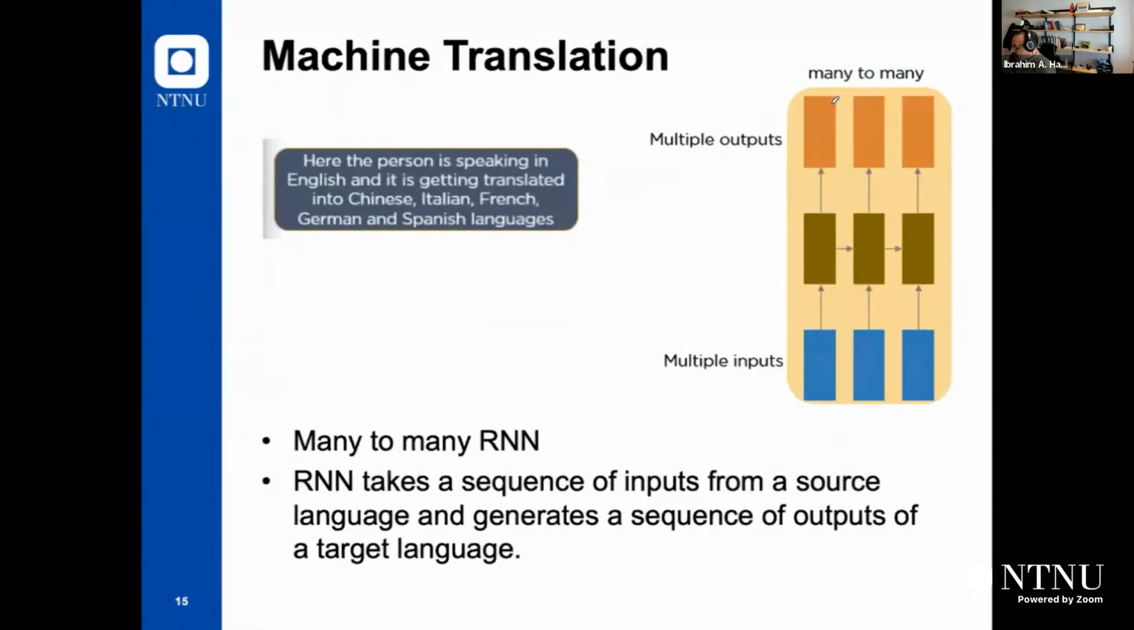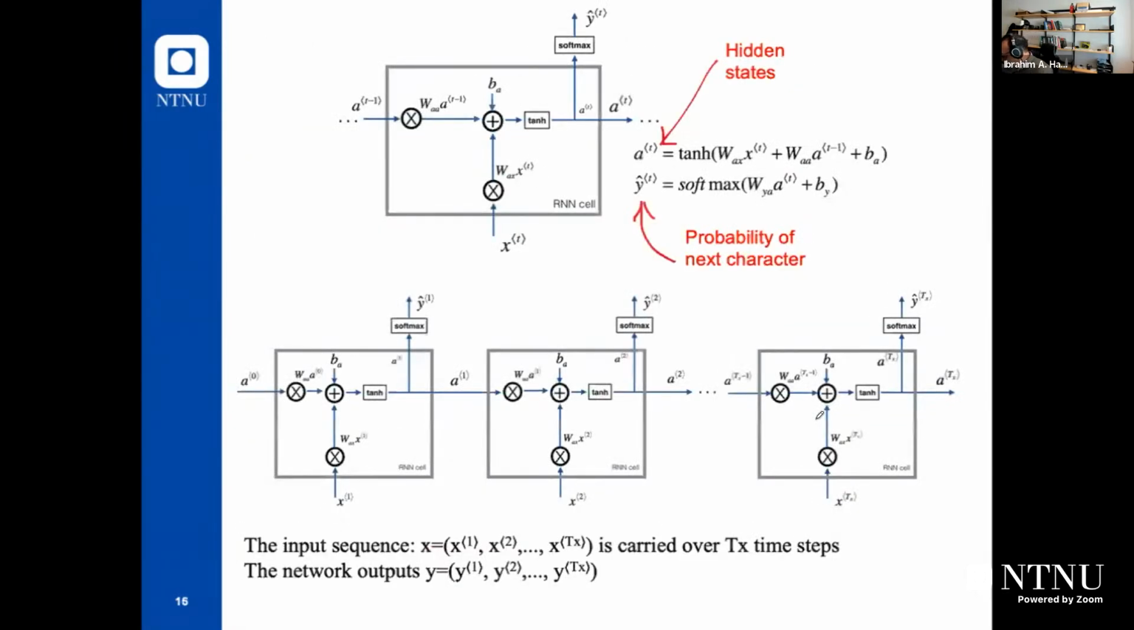In machine translation, it's many to many, so it will be multiple inputs and multiple outputs. The input will be a sequence of text, maybe in Spanish, and the output should be a text also, maybe in Chinese or French or German or whatever. So it's many to many. So in this case, RNN will take a sequence of inputs from a source language, and it will generate a sequence of outputs in a target language. And of course, if you need to train this machine translation system, you need to have also a larger data set where you have input text, and the output text should be in a different language. This is when you unfold it, for example.